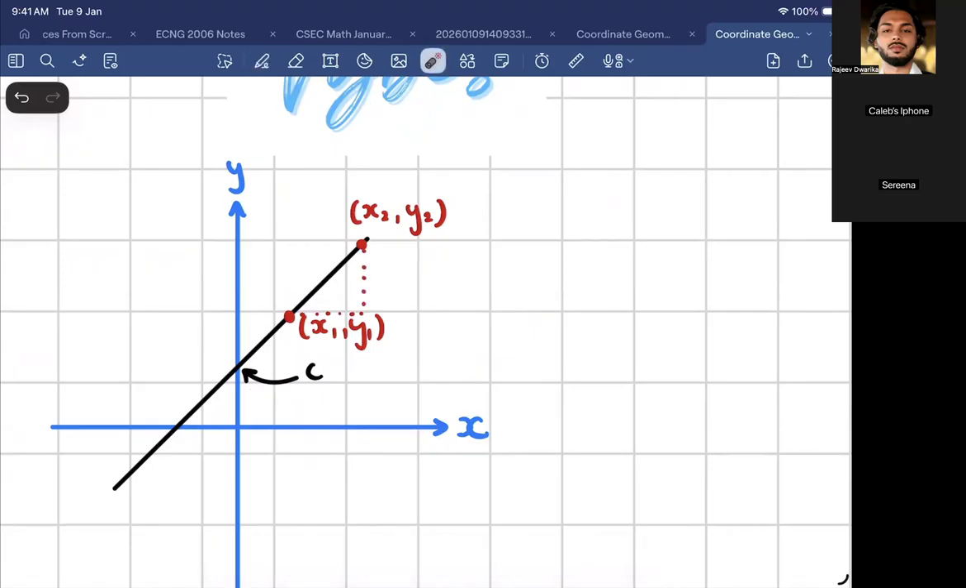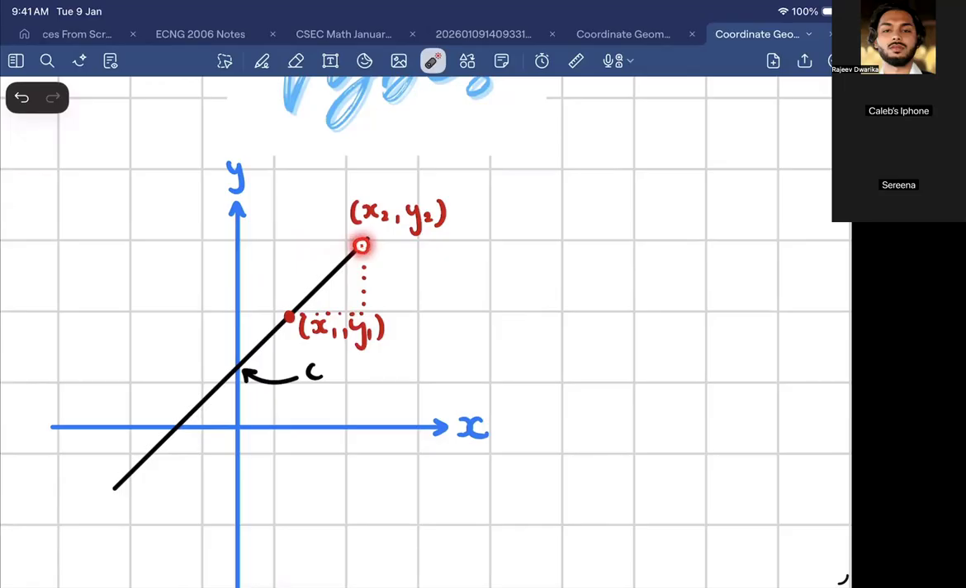Right, Caleb? What would this correspond to? This length over here, would that correspond to x2 minus x1, or do you think that would correspond to y2 minus y1? Now look at it carefully. Look at it carefully.